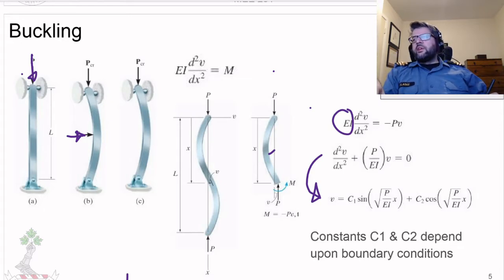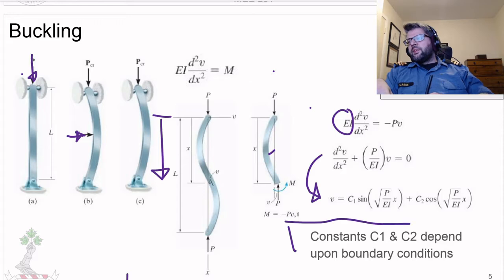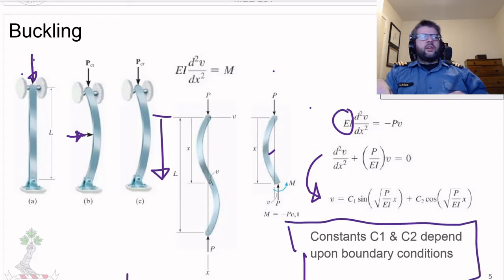Our V is equal to C1 sine square root P over EI X, where again, in this case, X is the distance from the top, plus C2 cos square root P over EI X. So what's going on with those constants is going to depend upon our boundary conditions.